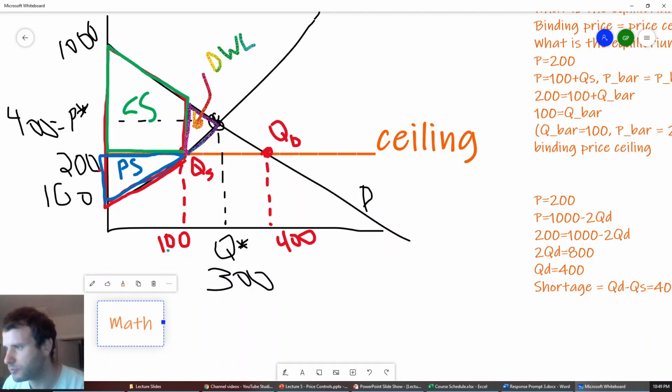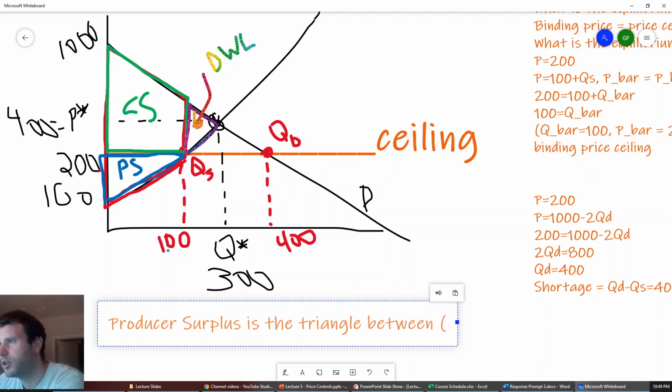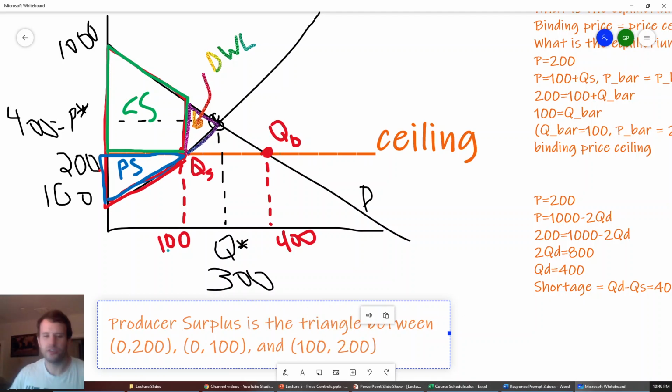Why can we do that? Producer surplus is the triangle between (0, 200), (0, 100), and (100, 200). So it's this triangle here, where the y-intercept is (0, 100), the equilibrium price is (0, 200), and the equilibrium point is (100, 200). If you don't understand where those points are coming from, again, it's (0, 100), the y-intercept on the y-axis, (0, 200) from here, and (100, 200) from here.